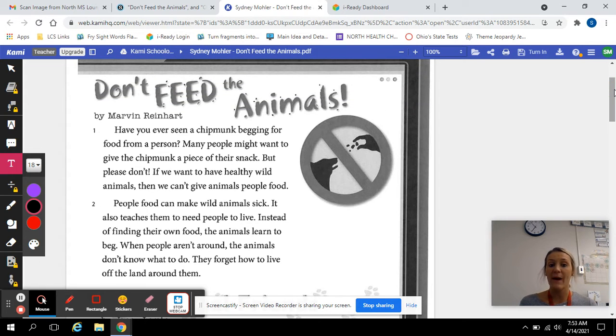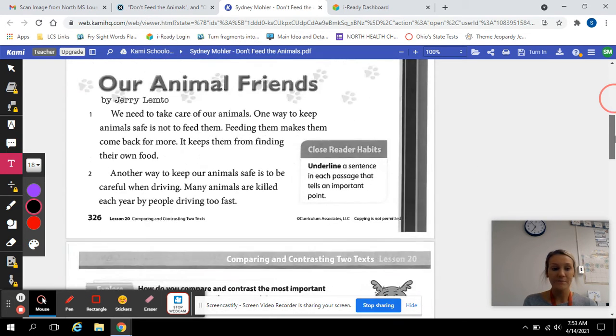So as you can see, this passage was about how if we feed these animals, they become very dependent on us to keep feeding them, and they don't adapt to the environment around them to find their own food. So it's really important that we do not feed the animals in the wild, because then they don't know how to look for their own food. Okay? It says it can also make them sick.